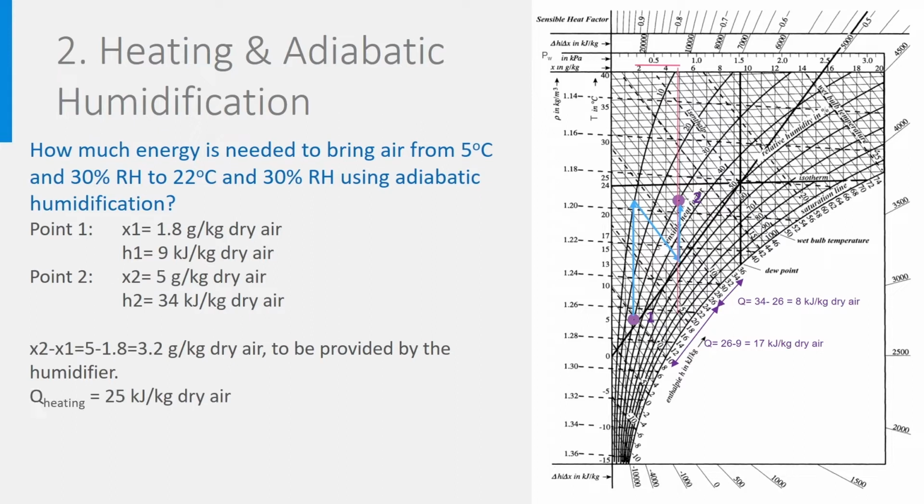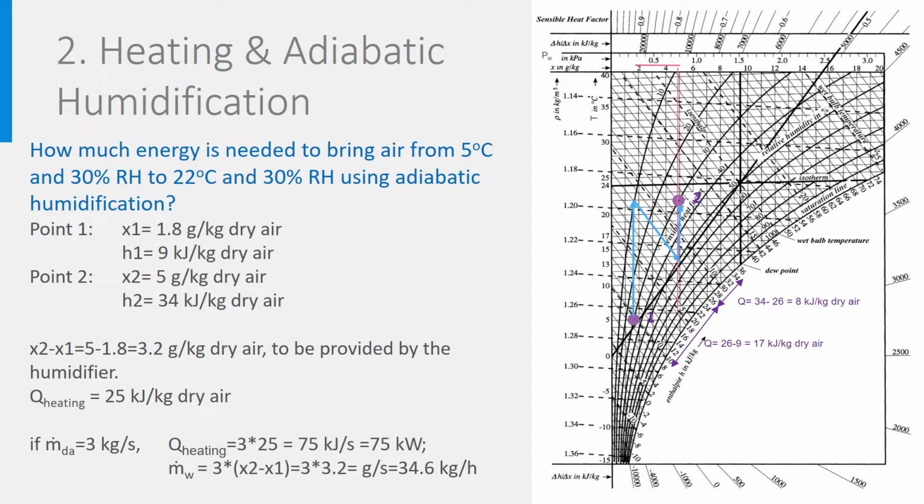So in total, 25 kJ heat is needed and the adiabatic humidifier must provide 3.2 gram water per kilogram dry air. If instead of having 1 kilogram of dry air, we have 3 kilograms per second flowing, it leads to a heating capacity of 75 watt and a mass flow rate of 34.6 kilograms per hour.